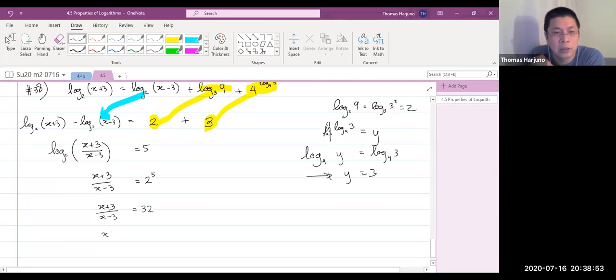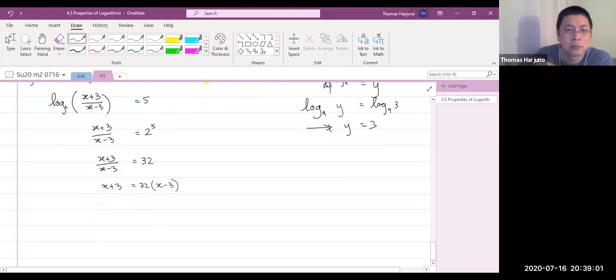Then x plus 3 over x minus 3 equals 32. So x plus 3 equals 32 times x minus 3. So x plus 3 equals 32x minus 96. So that will be 99 equals 31x. x is 99 over 31.